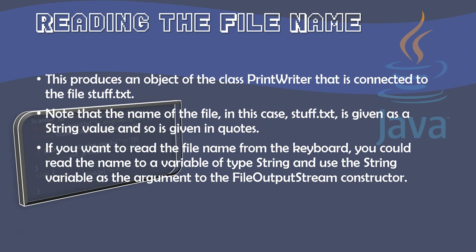If we want to read the name of the file from the keyboard, for example, let's just say I want the user to be able to choose from a list of files which file they want to read from. Well, you could assign that name to a variable of type String, and then use the string variable as the argument to a FileOutputStream constructor. So for example, maybe you have a string variable called fileName, and they do a keyboard input and fileName equals whatever they type in, and then it takes that in as a constructor and tries to read it in.